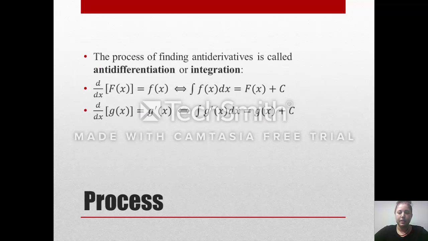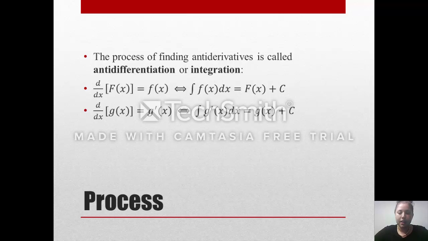The process of finding antiderivatives is called antidifferentiation or integration. We denote the antiderivative of f as big F, and the derivative of its antiderivative is little f. So if you take the derivative of an antiderivative, you'll get the original function. The integral sign, that little squiggly s in front of the f, denotes an integral. So the integral, or antiderivative, of f equals the original function, big F, plus a constant, or plus c.